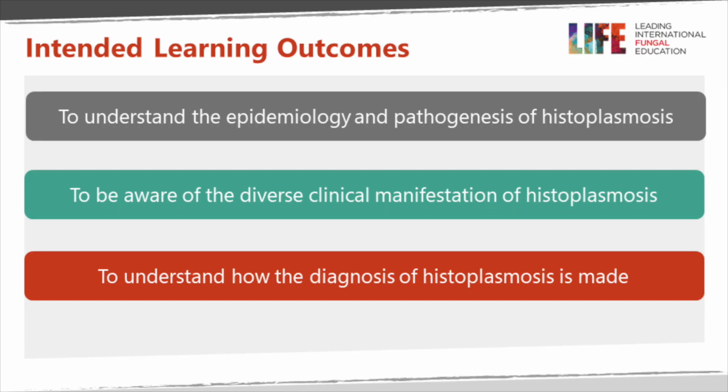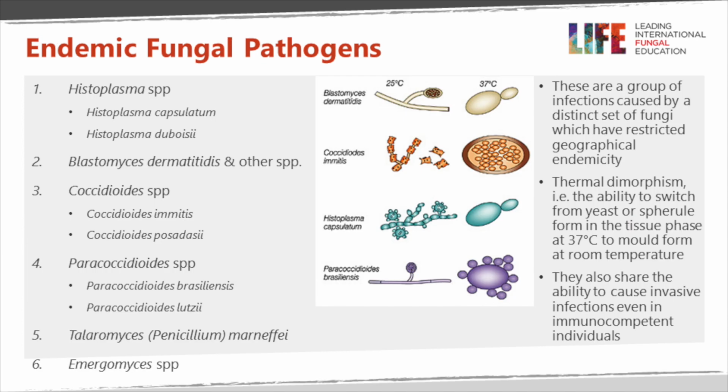histoplasmosis. So our intended learning outcomes today are to understand the epidemiology and pathogenesis of histoplasmosis, to be aware of the really quite diverse clinical manifestations of this disease, and also to appraise you of how the diagnosis is made in the different settings. So there are a number of different endemic fungal pathogens.